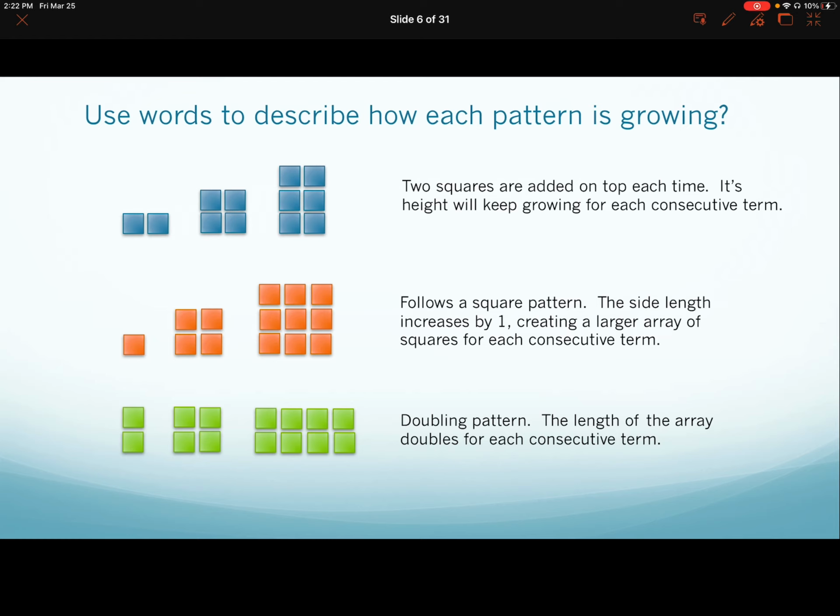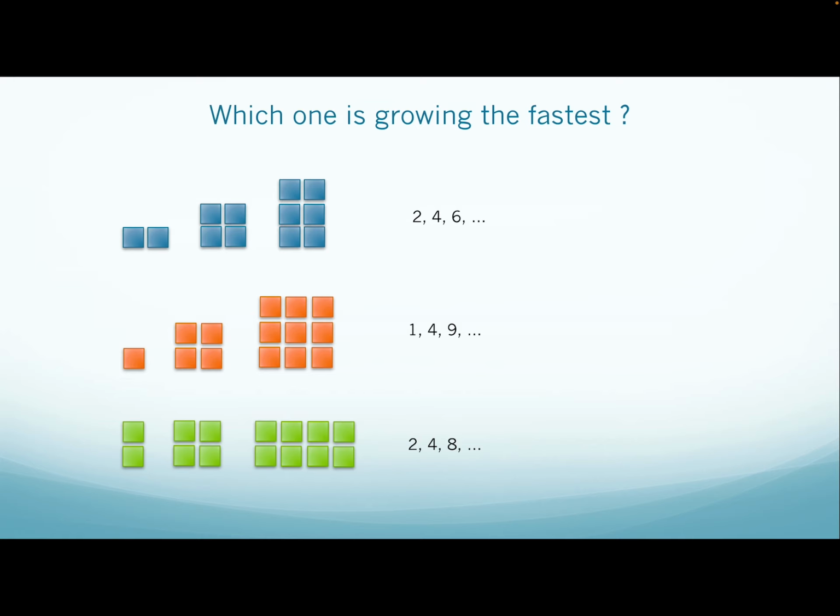All right, so now we'd like to talk about the growth rate for these. So which one do you think is growing the fastest? So the blue pattern, the orange pattern, or the green pattern. So I wrote down beside it just the number of squares. Okay, so at this point, it actually looks like the square pattern is growing the fastest because it goes 1, 4, 9. It kind of beats all the others.